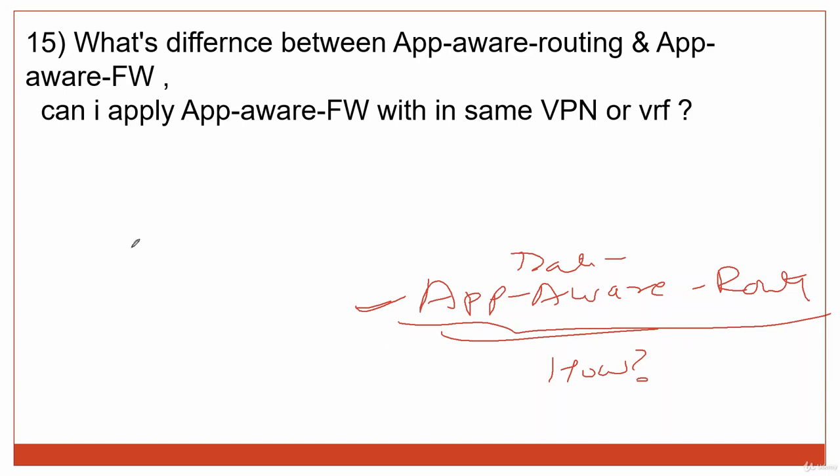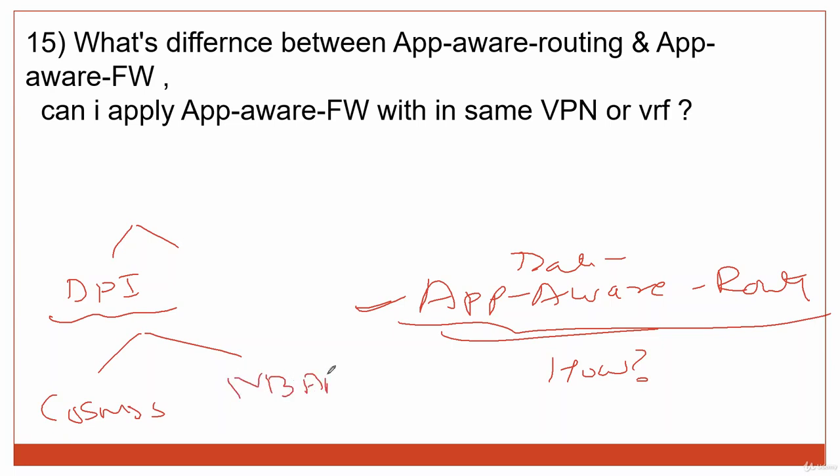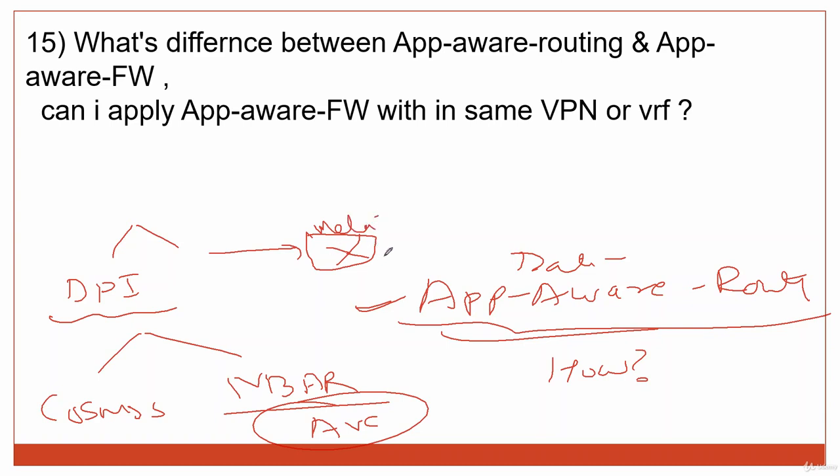The answer is that the devices have something called DPI, deep packet inspection. Now these DPIs, say in Viptela, that engine is Cosmos, and in Cisco ISR, a famous term is NBAR, network-based application recognition. Sometimes Cisco also refers to it as AVC, application visibility control. So this is the engine. Whenever a packet comes and hits the device, it can learn the metadata of that application inside the deep packet inspection.